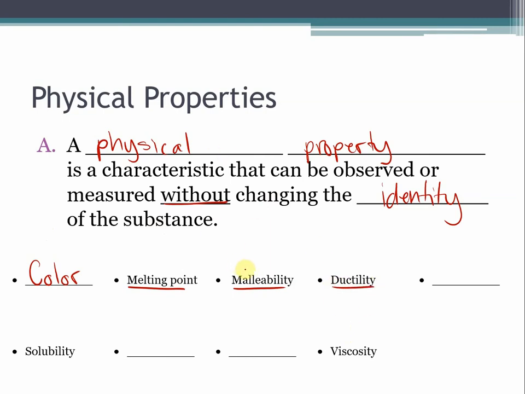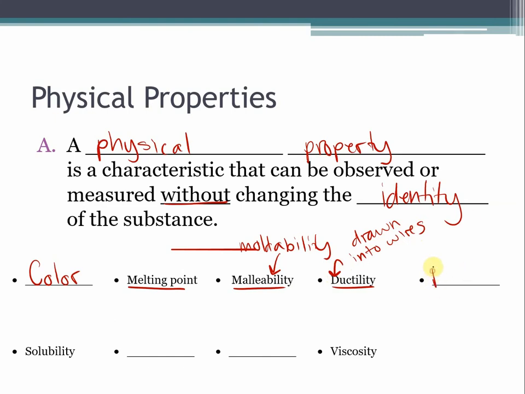Malleability and ductility, these tend to go together. Malleability is technically the ability to hammer something into thin sheets, but largely we use it to just mean moldability. Something like Play-Doh is very malleable because you can mold it, you can shape it with your hands. And ductility has to do with being able to draw things out into wires. If it is ductile, it can be drawn into wires. So we will talk about the properties of metals a little bit later in the year, and these words will come back up because malleability and ductility are both properties of metals.